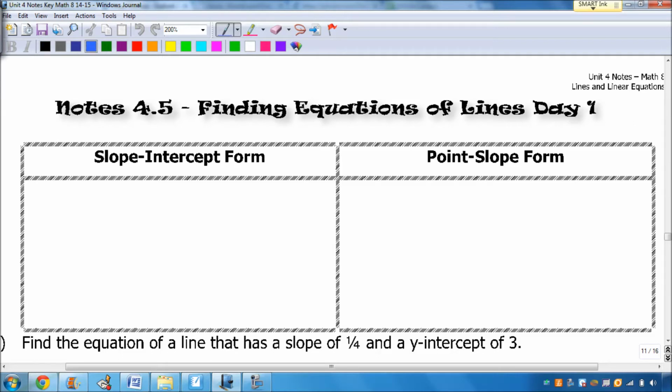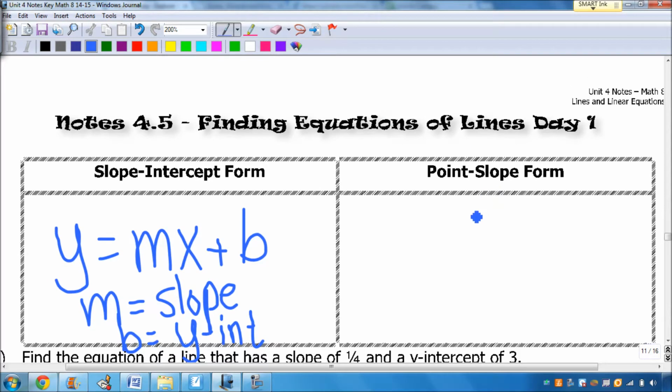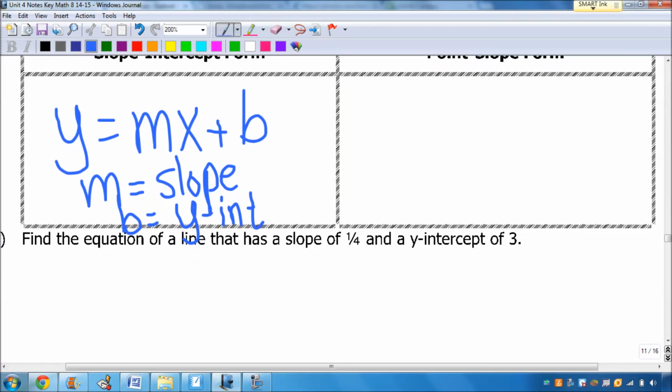The equation of any line will always be y equals mx plus b, where m is the slope and b is the y-intercept, all right? And remember, your y-intercept is your starting amount, okay? The point-slope form we're going to skip for right now. So let's take a look at question number 1.